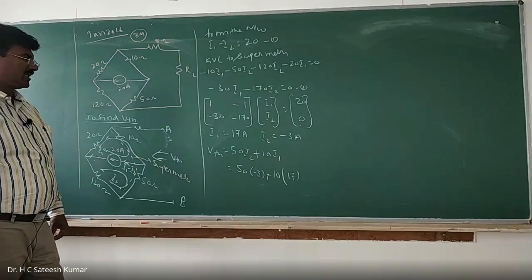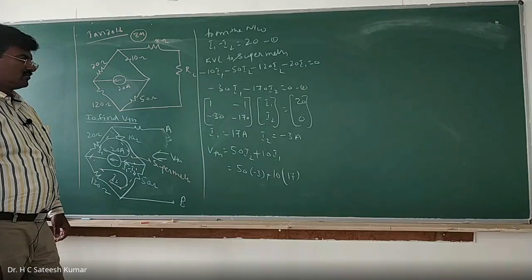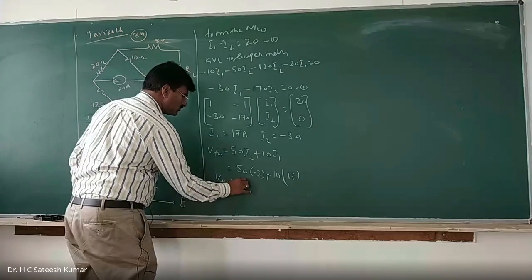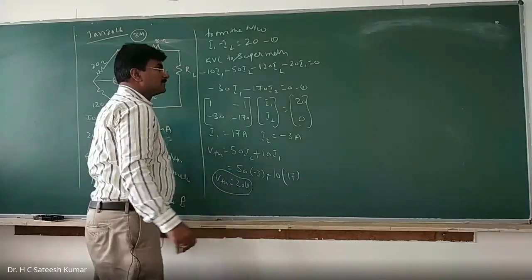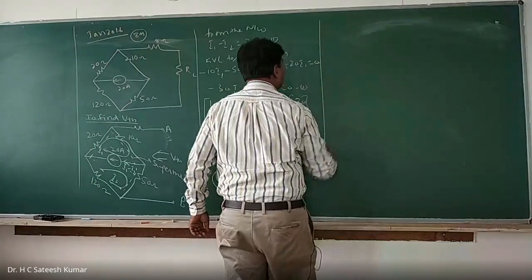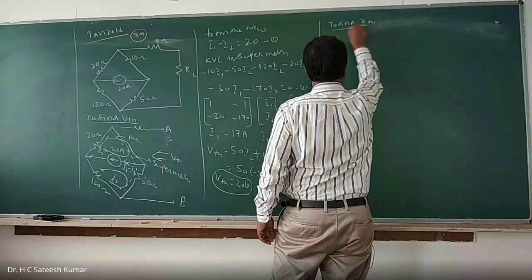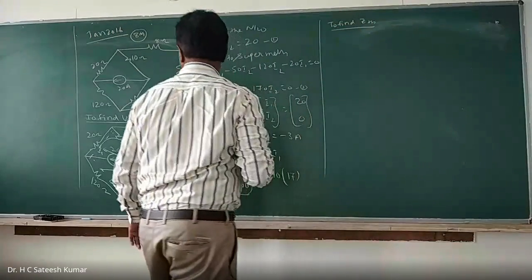$150. This is minus 150. Plus 20, yeah? VTH is equal to plus 20 volts. Next, to find ZTH. To find ZTH, what should we do?